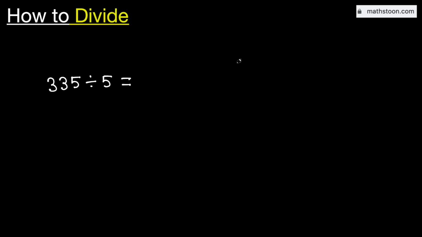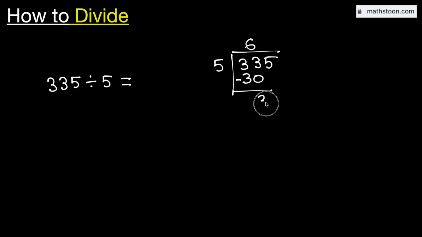In this video, let us learn how to divide the number 335 by 5 using the long division method. Consider the first digit 3. It is less than 5, so we will consider the number 33. We know that 5 times 6 is 30. Subtract, we get 3. Now this 3 is less than 5.